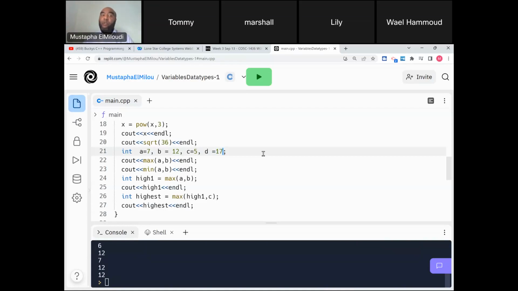How can I use the same function, max, to find the highest of the 4 numbers? It's very close to the one that we just had. Who can explain to me the steps we're going to go through before we print the highest of the 4 values?